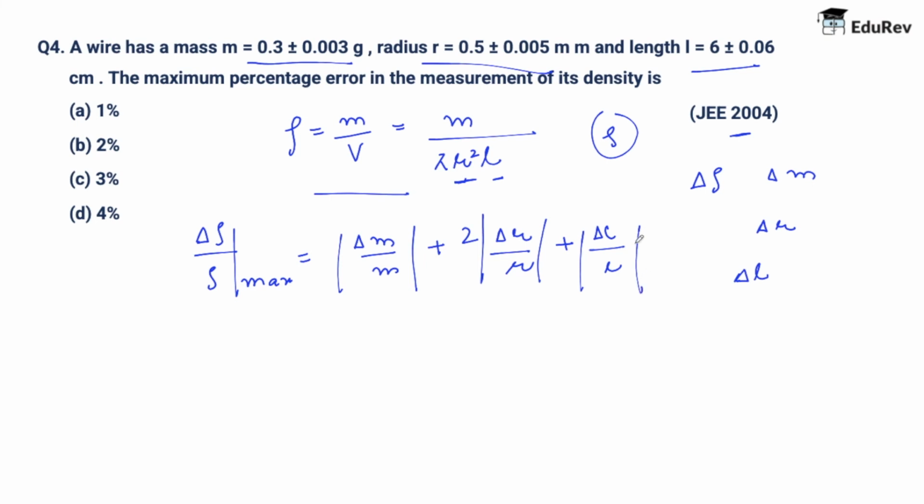So this is what is going to happen when I differentiate the above equation. Now from the data that is given, I know that M is 0.3 grams and delta M is 0.003 grams, whereas radius is 0.5 mm and delta R is 0.005 mm. L is 6 centimeter and delta L is 0.06 centimeter.